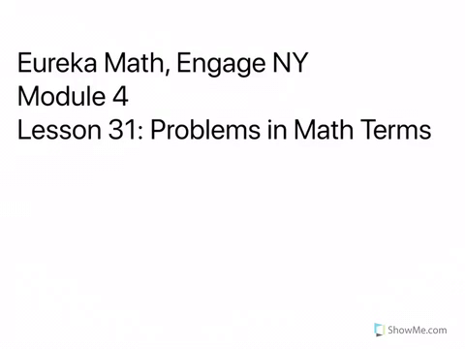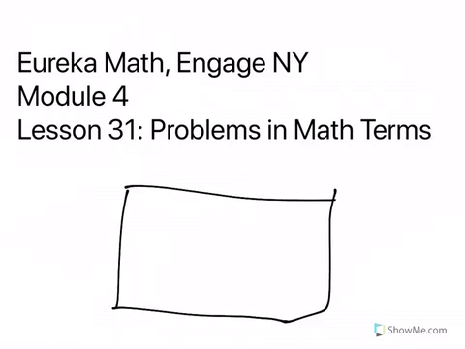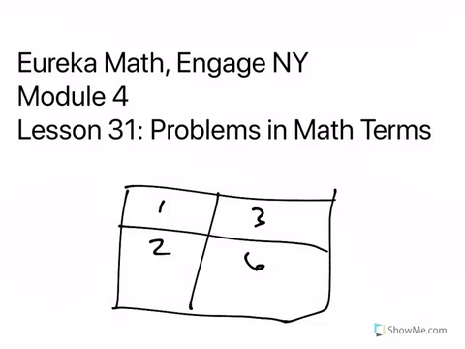Quick here. We're going to be looking today at Eureka Math / Engage New York Math, Module 4, Lesson 31, Problems in Mathematical Terms. We're going to look specifically about when we make a chart. And let's say we have a 1 over here, and then a 3. And then over here we have a 2, and then a 6. And over here we have a 3, and then a 9. And you start to see the pattern being that it's times 3 each time, right?